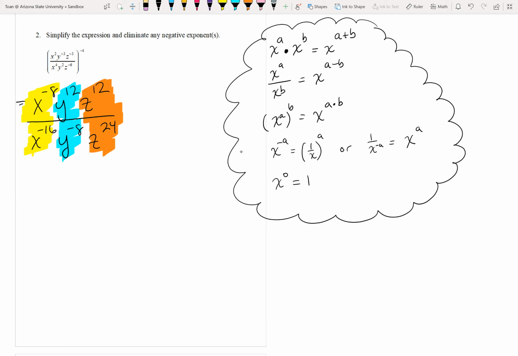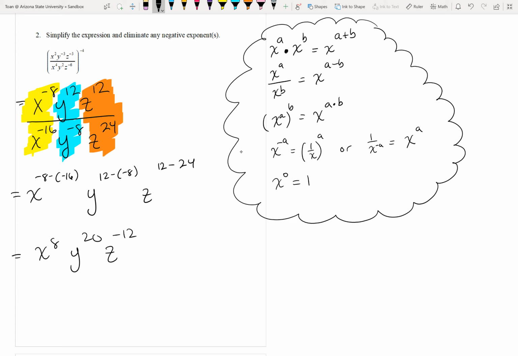So the quotient property says you do the numerator minus the denominator, so that's what we'll go ahead and do. So this gives me x to the negative 8 minus a negative 16. Moving on to the y's, that's 12 minus a negative 8. Moving into the z's, just the top exponent minus the bottom exponent. And that gives us x to the 8, y to the 20, z to the negative 12.